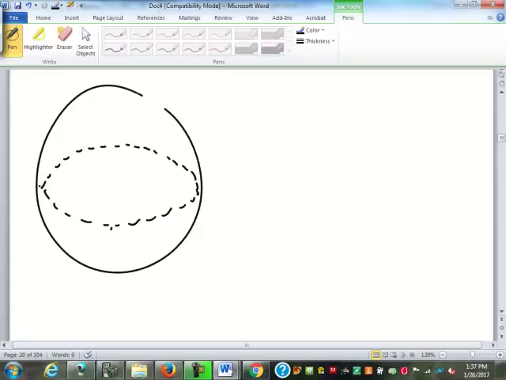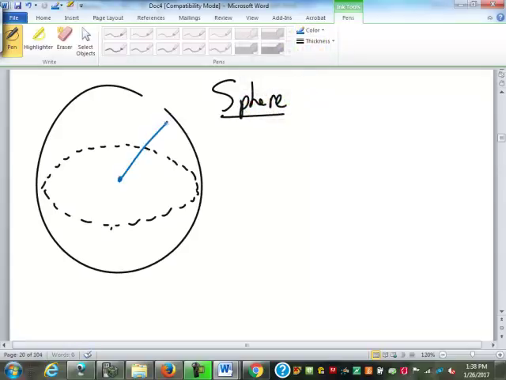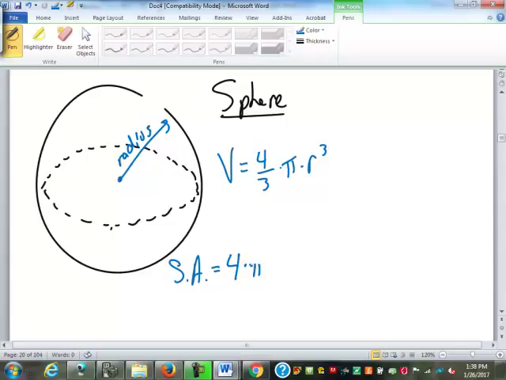Of course, a sphere. The only dimension we have in a sphere is the radius. Anybody remember the formula for the volume of a sphere? 4/3 times pi times radius cubed. Does anybody remember the formula for the surface area of a sphere? 4 times pi times radius squared.